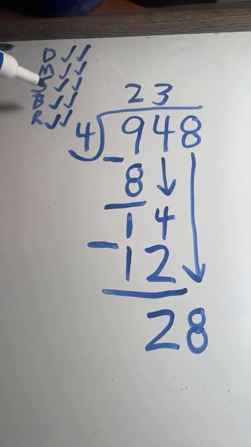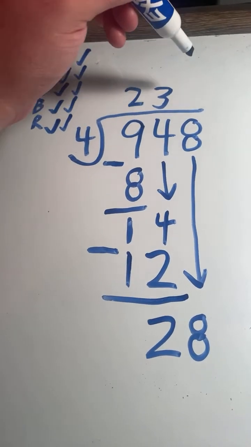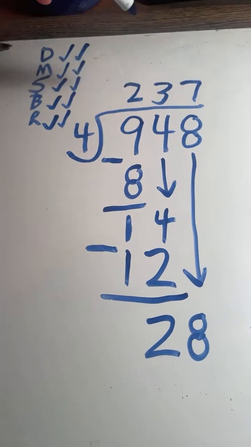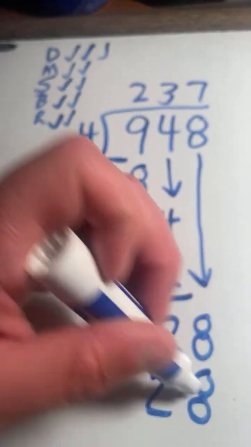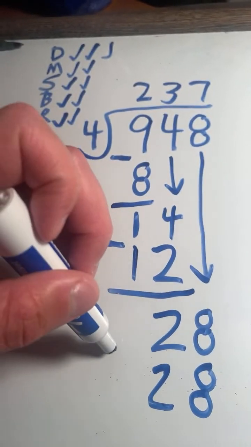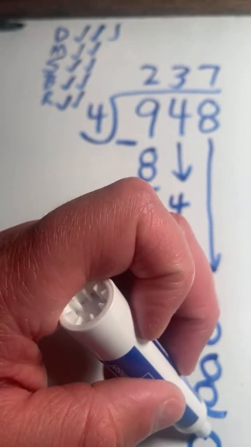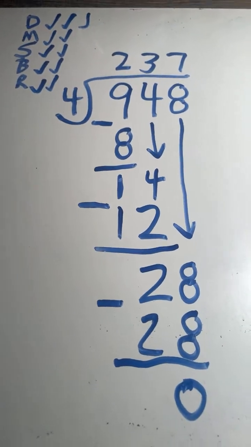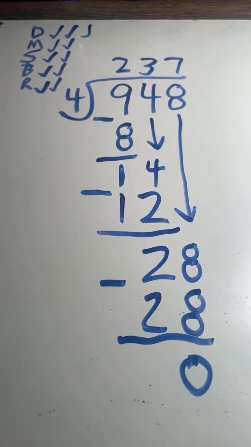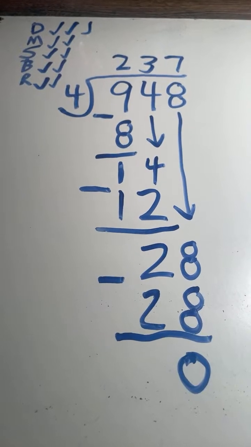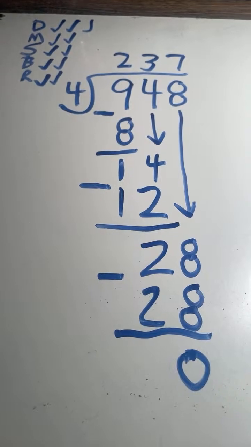Now repeating the steps one more time. 28 divided by 4 equals 7. 7 times 4 equals 28. 28 minus 28 equals 0. No more remainders, no numbers to bring down, and we have our final answer. 948 divided by 4 equals 237.